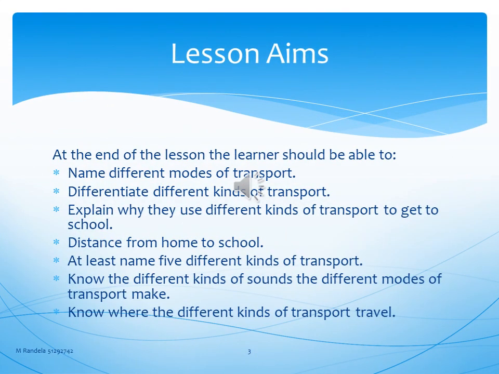The lesson aims. At the end of the lesson, the learner should be able to name different modes of transport, differentiate different kinds of transport, explain why they use different kinds of transport to get to school, and the distance from home to school. At least name 5 different kinds of transport, know the different kinds of sounds the different modes of transport make, and know where the different kinds of transport travel.